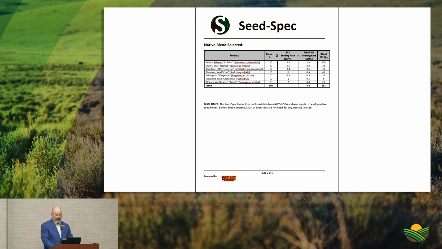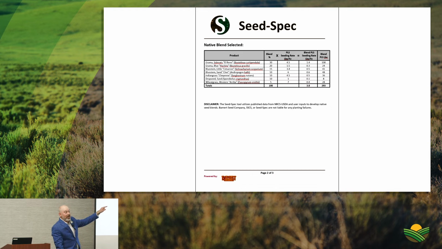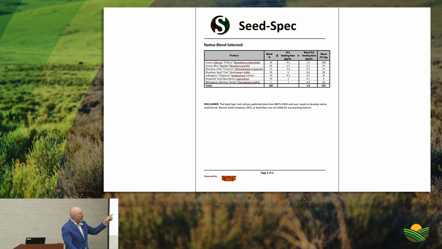So there's our area of interest. You can see here these are the species we selected and their percentages. And then you can see what the PLS seeding rate in pounds is. That's NRCS data. That's published data that we've collected. It's in several different areas too. You've got to kind of know where to go to get it. So 30% of that rate, in that first line, you get 1.4 PLS pounds per acre of that species in that blend. So there at the bottom, you can see you've got the seeding rate.